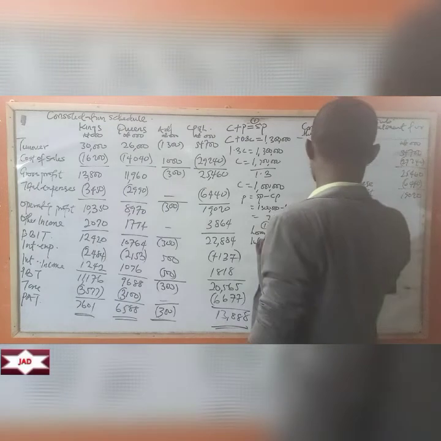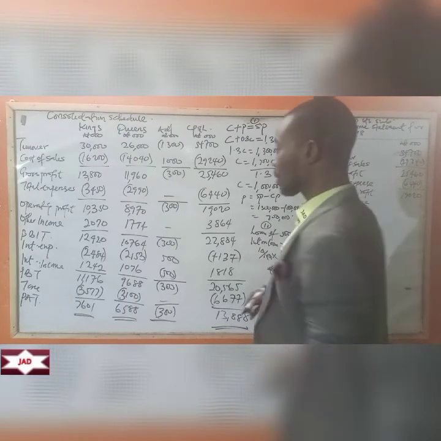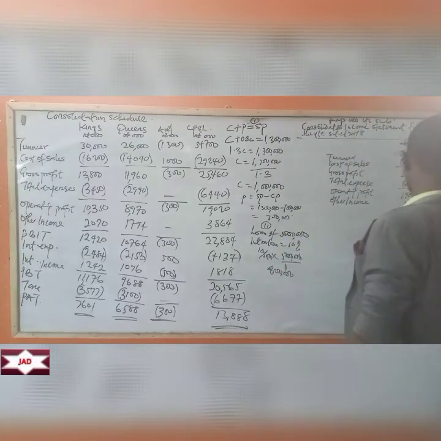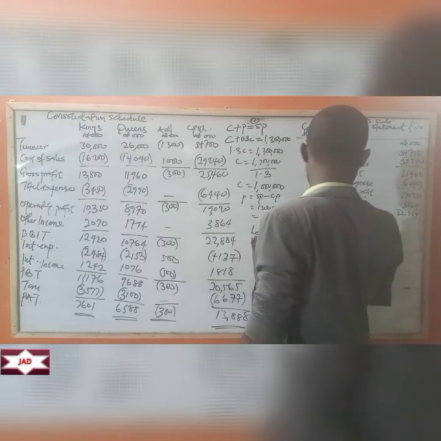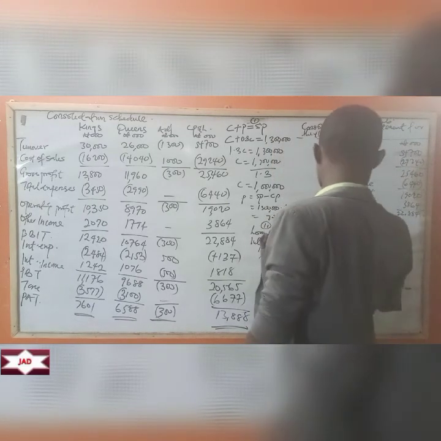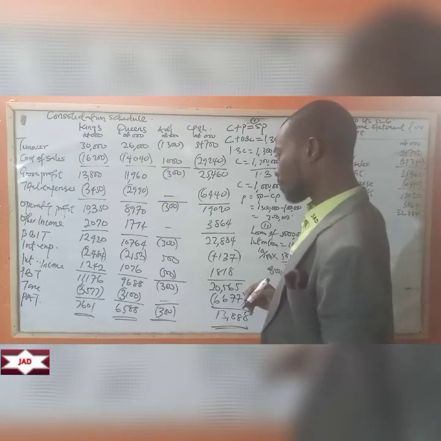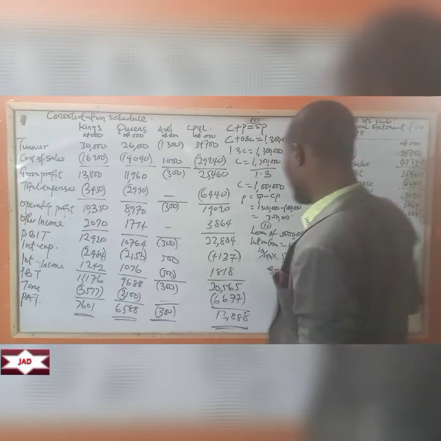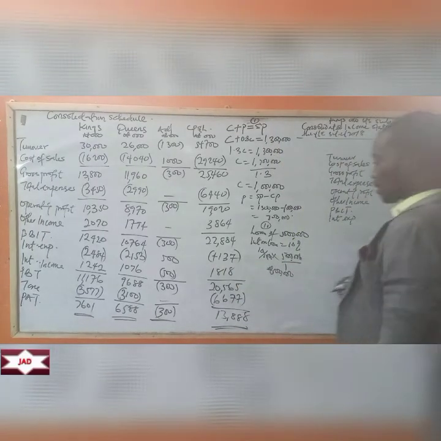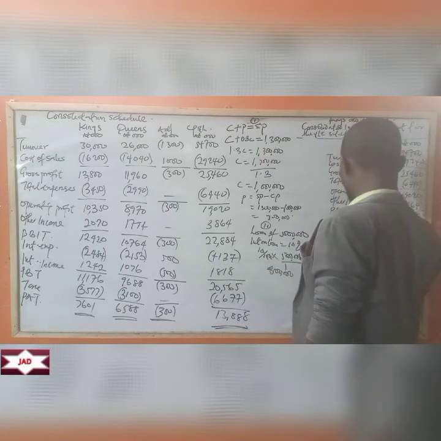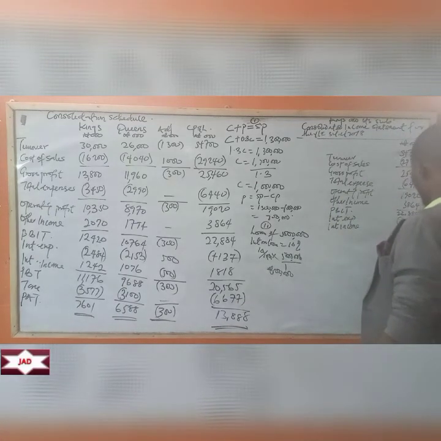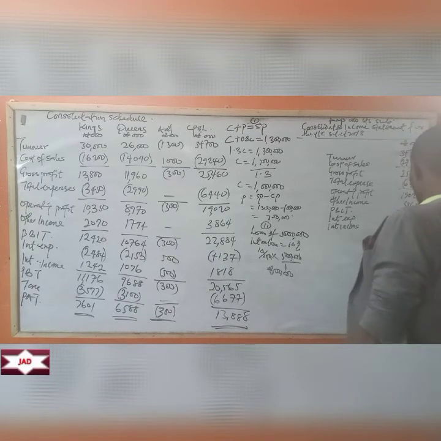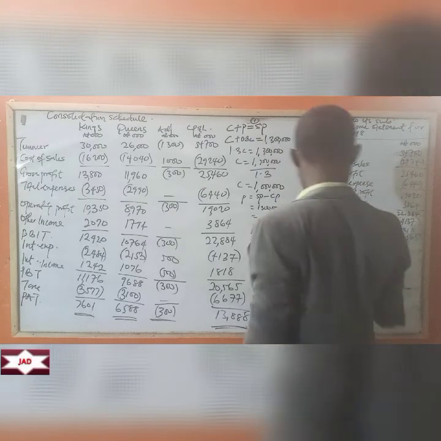So what do you have? Other income, which is 3,864. So we have 22,884. This is your profit before interest and tax. Interest expense here is 4,137. And here we have interest income, 1,818. So we have 25,650. This is your profit before tax.